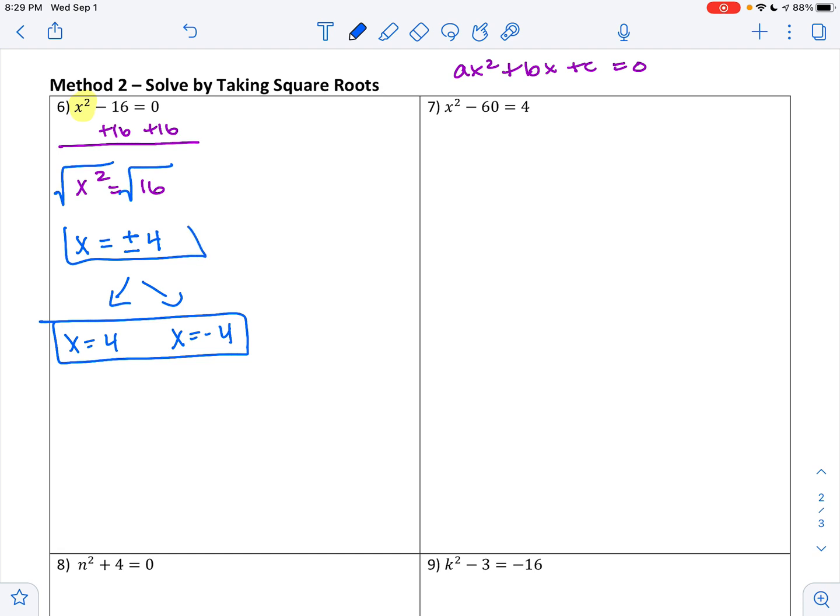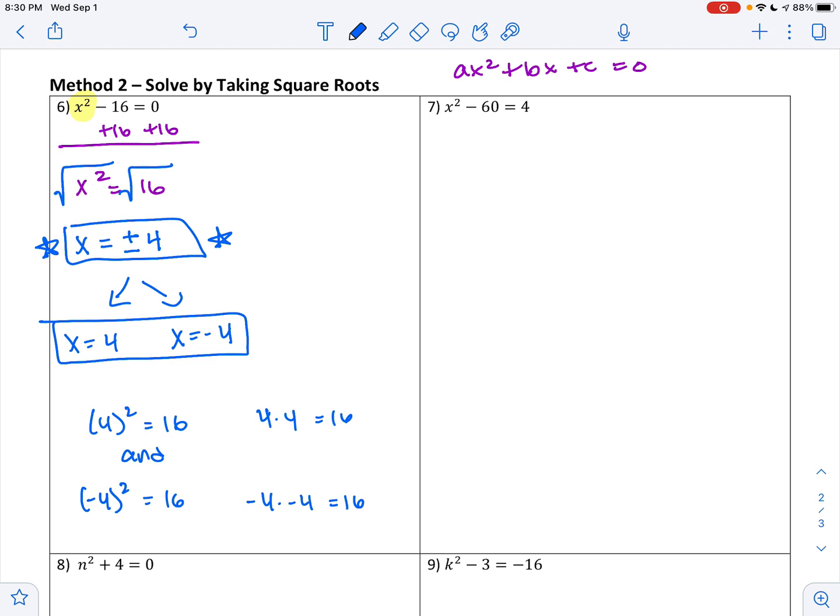We can write that shorthand like this. So this plus or minus represents two answers, the positive answer and the negative answer. The reason why it's plus or minus is because 4 squared is 16 and negative 4 squared is 16, right? Because 4 squared is 4 times 4, and negative 4 squared is negative 4 times negative 4. Both of these equal positive 16. That's why we can have both a positive and a negative. So this is your answer.